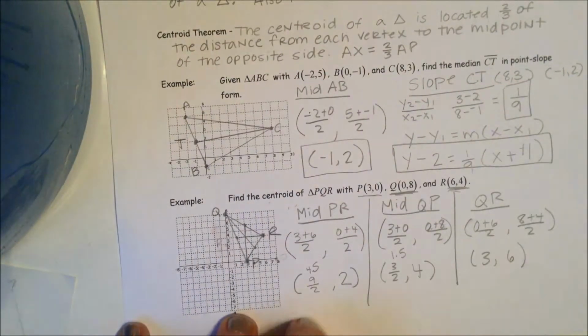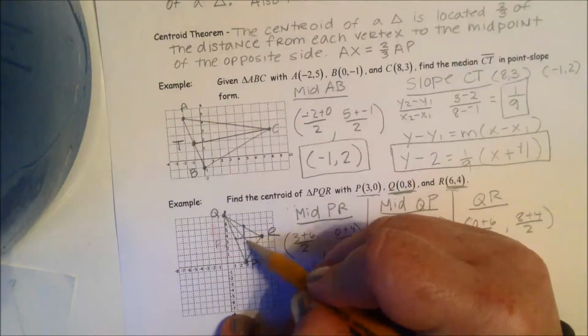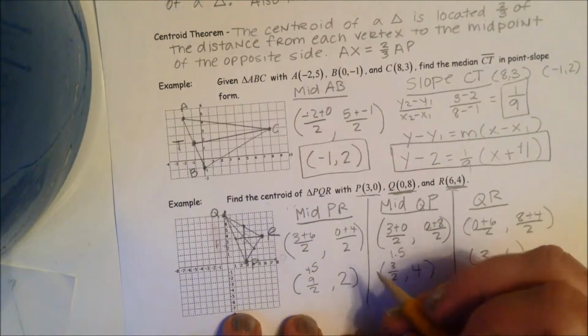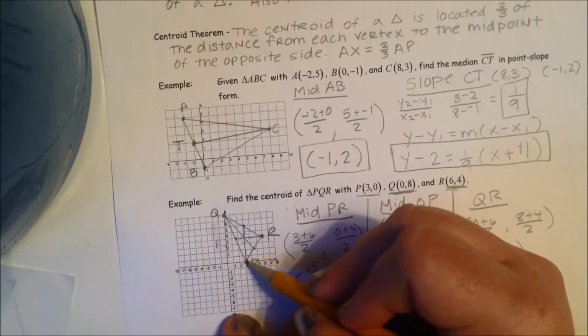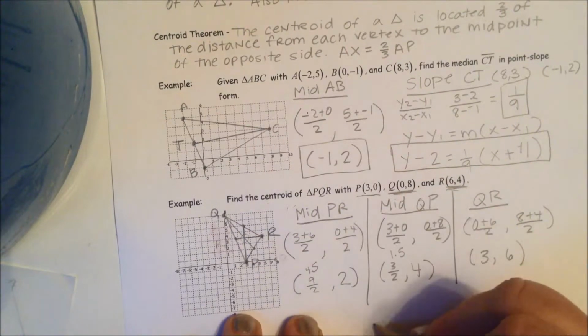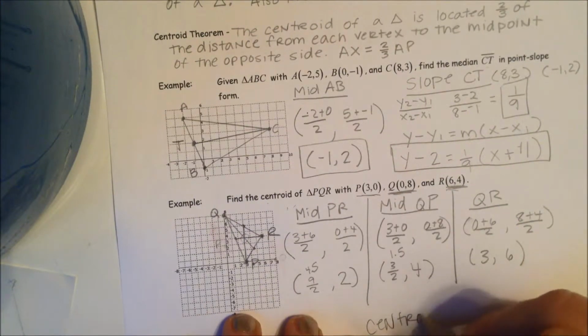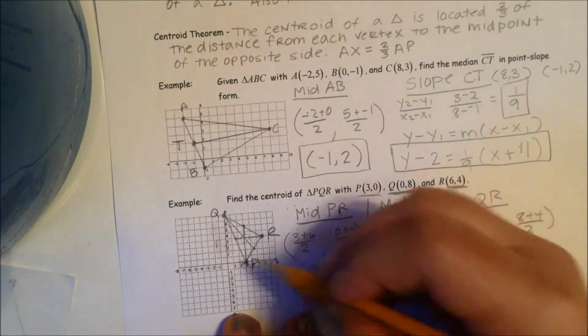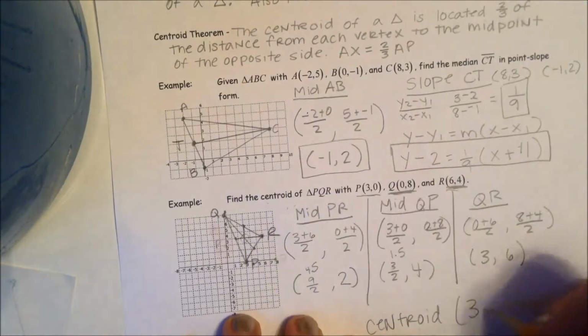So now that I know that the centroid is where all these points connect, and that looks like it's at 3. So the centroid would be at 3. And it's 1, 2, 3, 4. 3, 4.